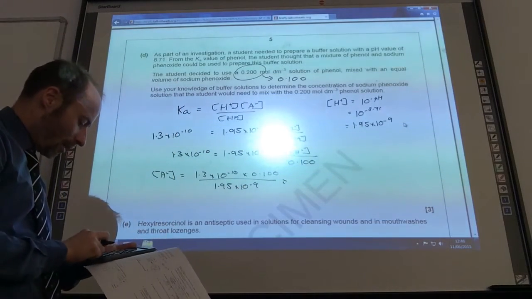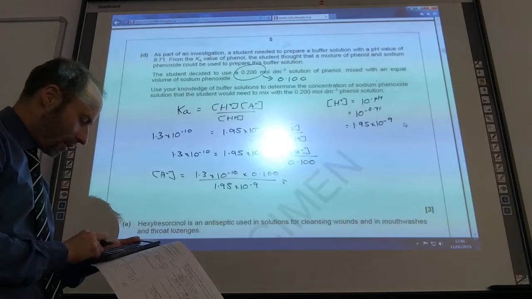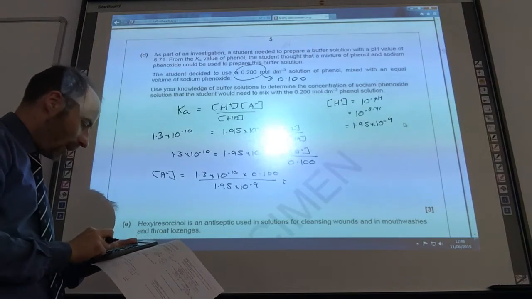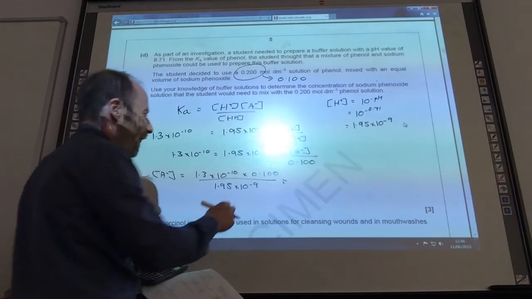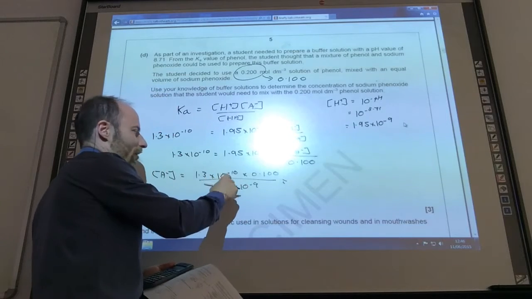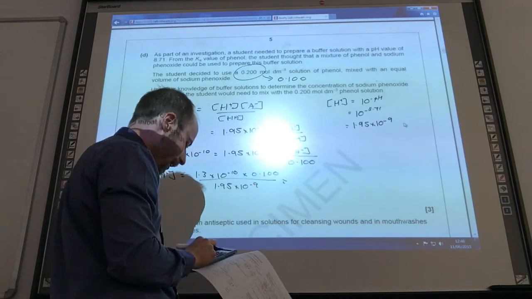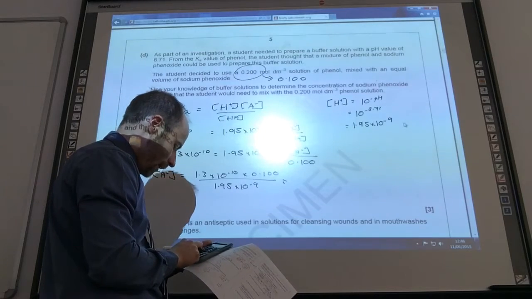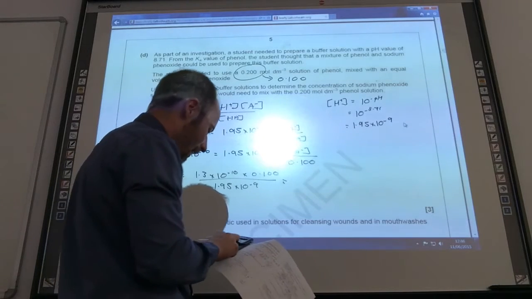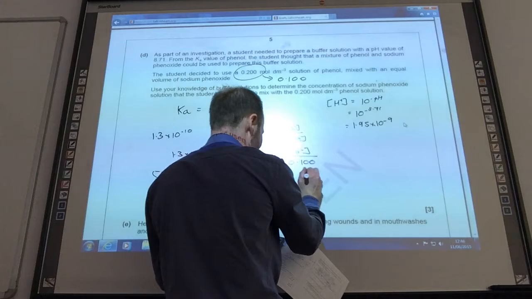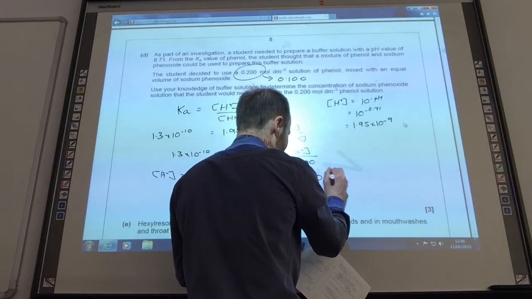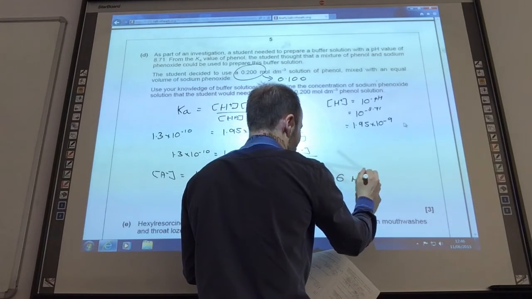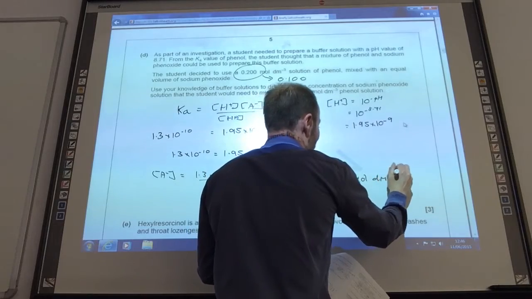Right, into our old calculators. Again, it's not too bad. That's just going to become 1.3 times 10 to the minus 11. Divide that down by 1.95 times 10 to the minus 9. That gives me it as being 0.006 moles per decimeter cubed.